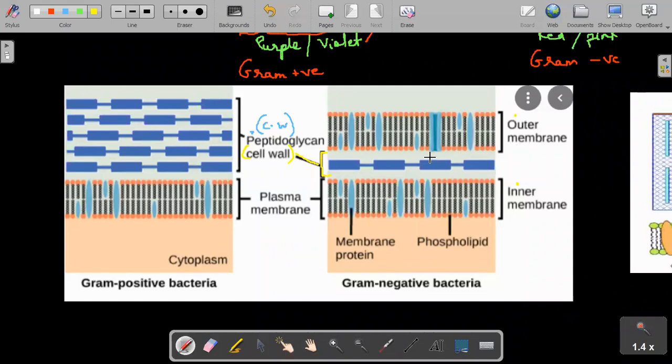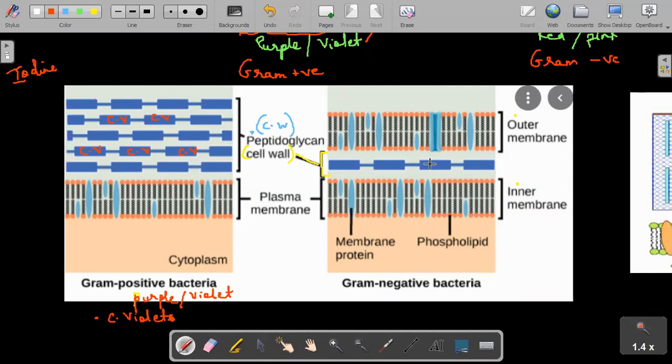The reason why a gram positive bacteria will appear purple violet is because they retain the crystal violet stain. Why? Because of this thick peptidoglycan layer. Crystal violet comes and binds to the peptidoglycan layer, and iodine helps in fixing the crystal violet. Iodine is a fixative.